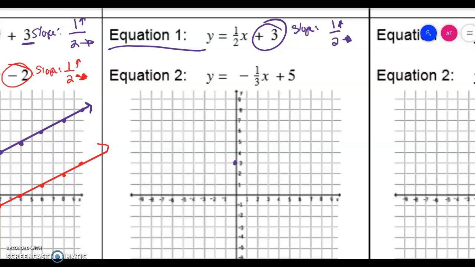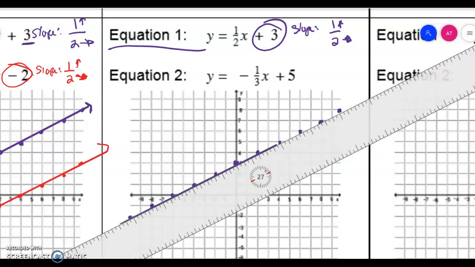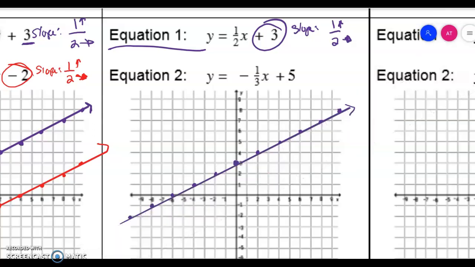So it looks like we're going to have the same line as the last one. We're going to start at 0, 3, and go up 1 and to the right 2. Okay, so it looks like we're going to have the same kind of graph that we had for the other two, or our last problem, which is pretty neat. Okay, so go ahead and draw your line again. Wow, perfect. So this is my y equals 1/2 x plus 3.